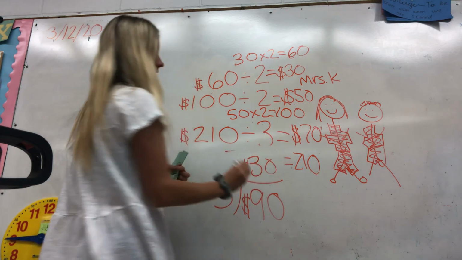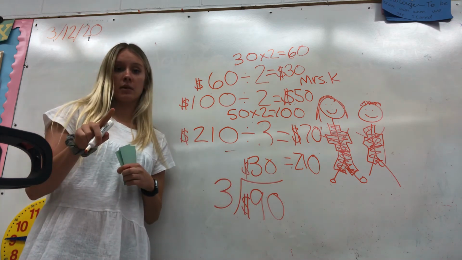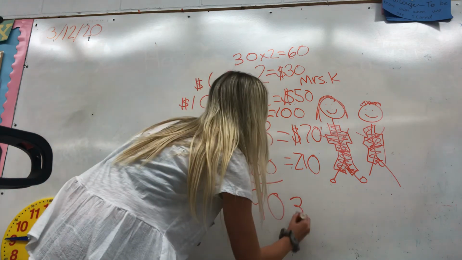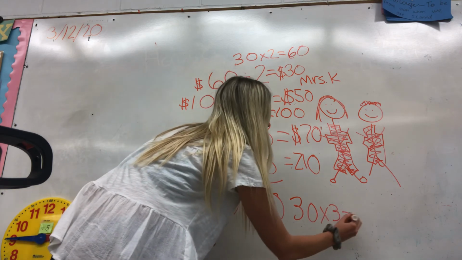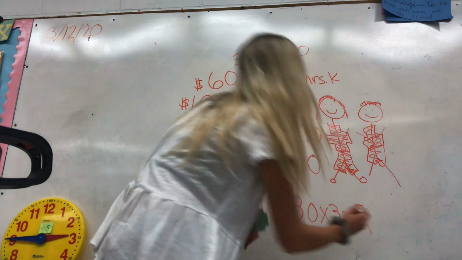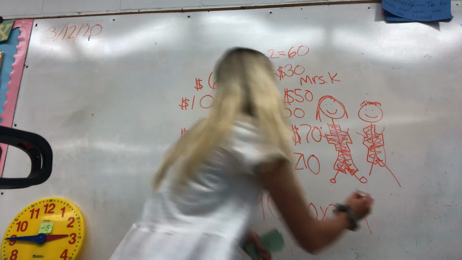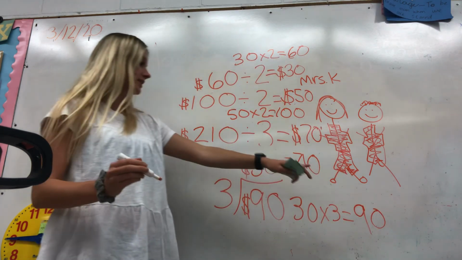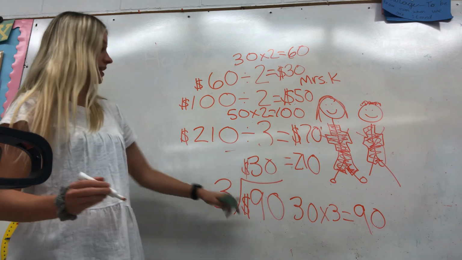$30. Now I need to check my work again. So 30 times 3. Well, 3 times 3 is 9. And I need to add my 0 at the end. $90.